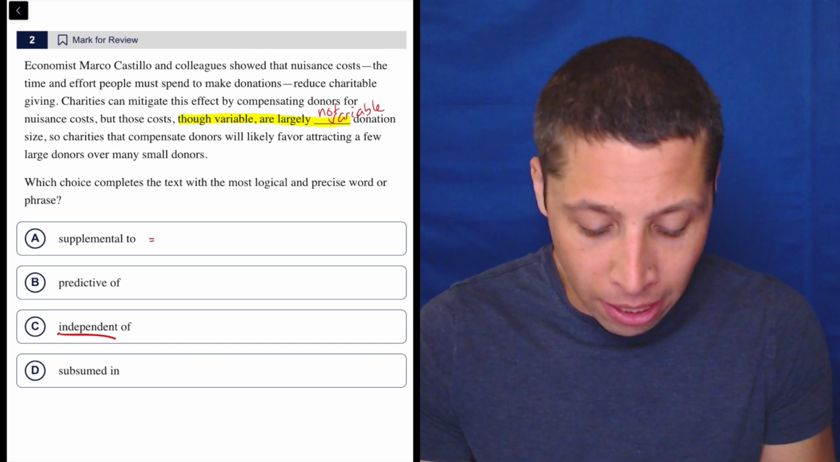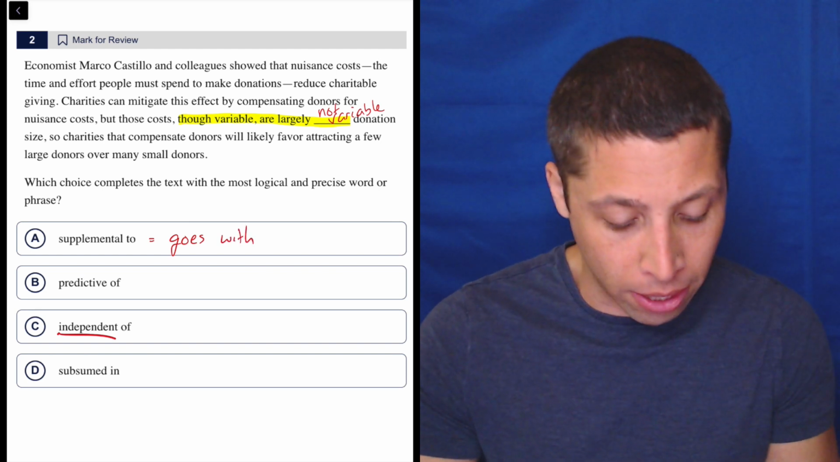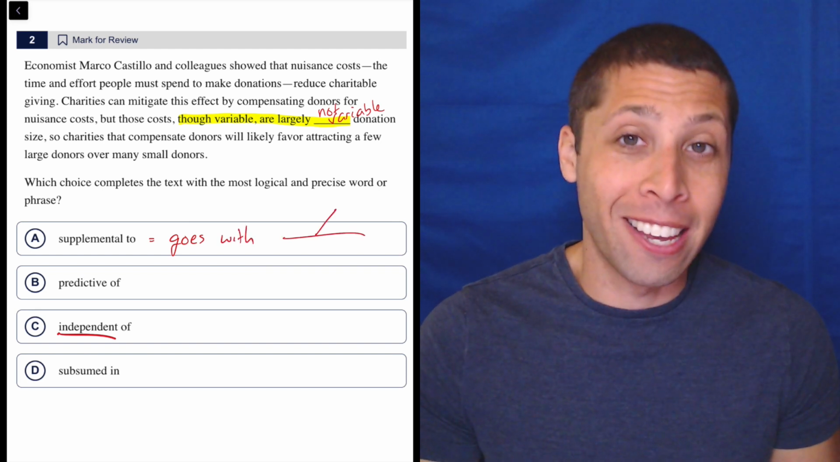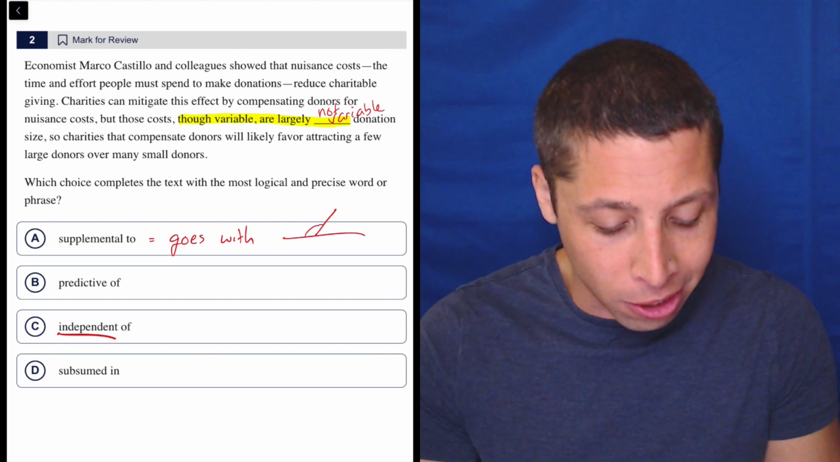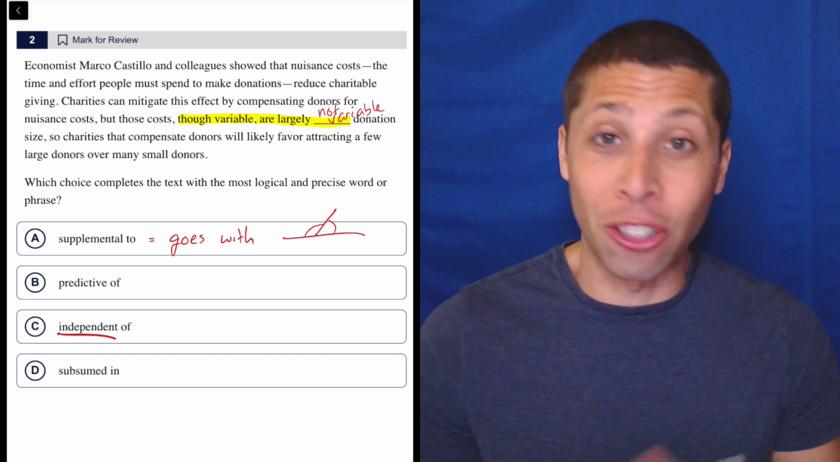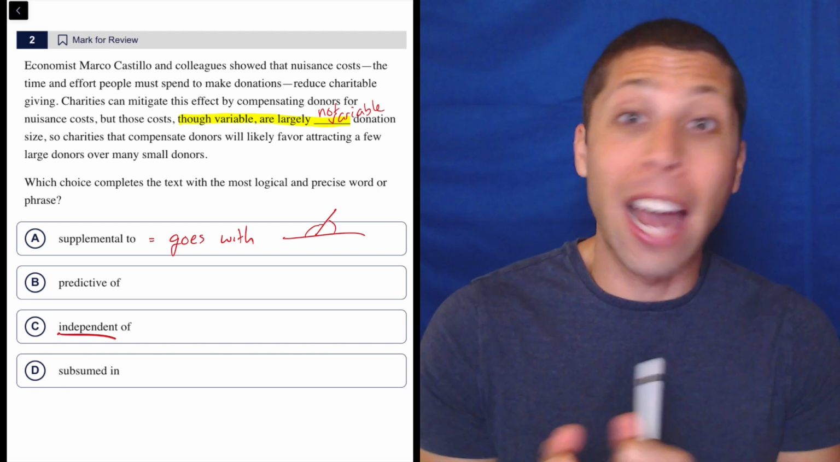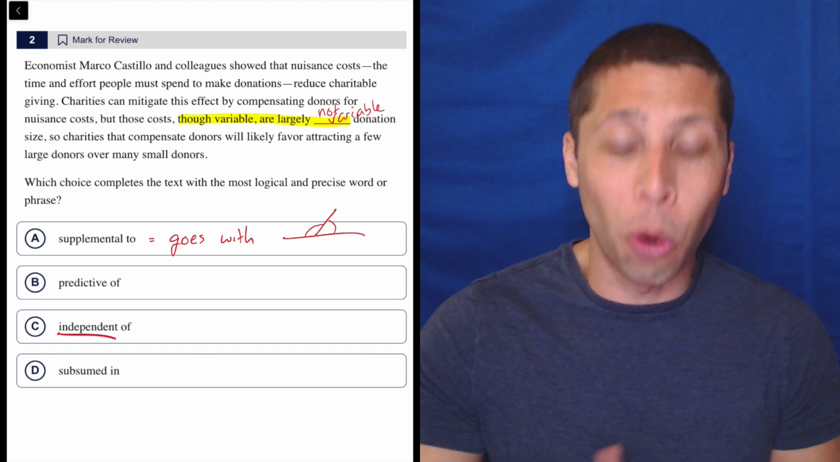Supplemental means something goes with it. You might think of it in math, right? If we have two angles on a straight line, those angles are supplementary. They add to 180. So that's what supplemental means in a general context: things go together, fit well together, or add up together to give a whole.